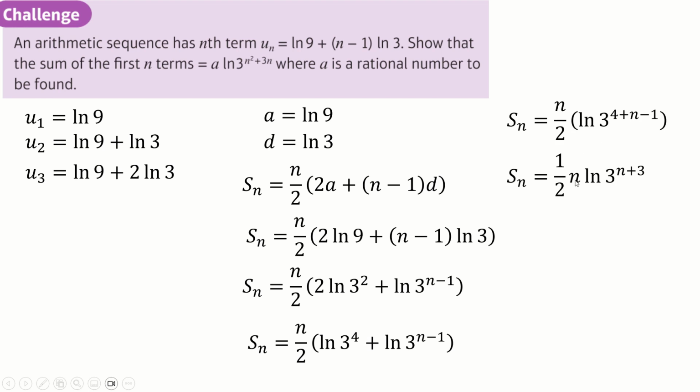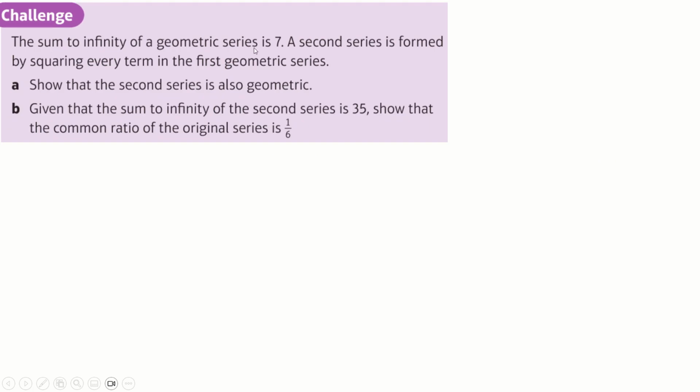Then I've split this up, because what I'm going to do is put this n up here, following the power law, but leave the half behind. And we end up with exactly what we want to get, with a being a half from here. And yeah, that's good. Sum to infinity of this, so sum to infinity is a over 1 minus r. So that's 7 according to this.